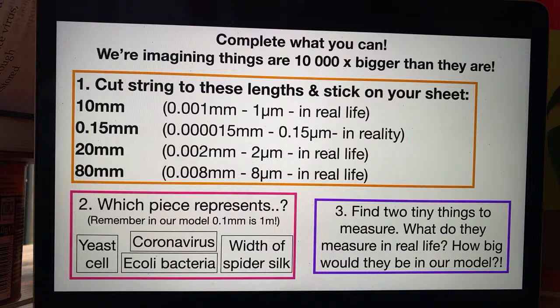Thickness of A4 paper. I suppose it doesn't really matter how wide I'll put A4 paper.